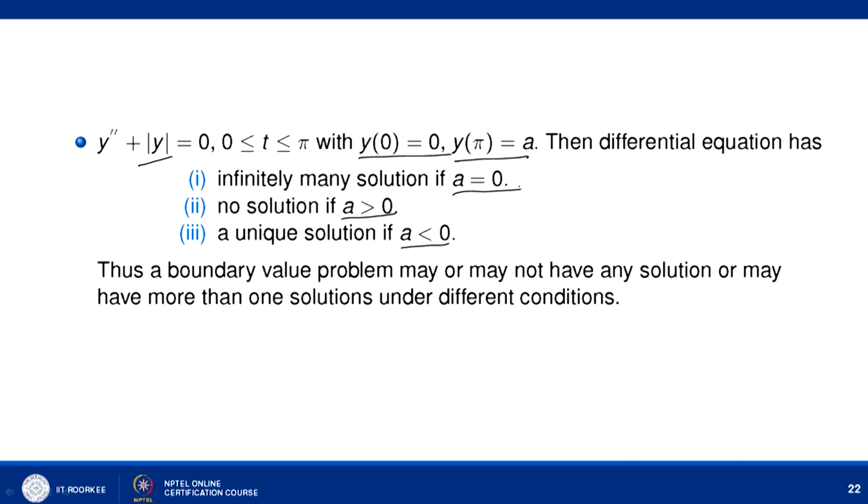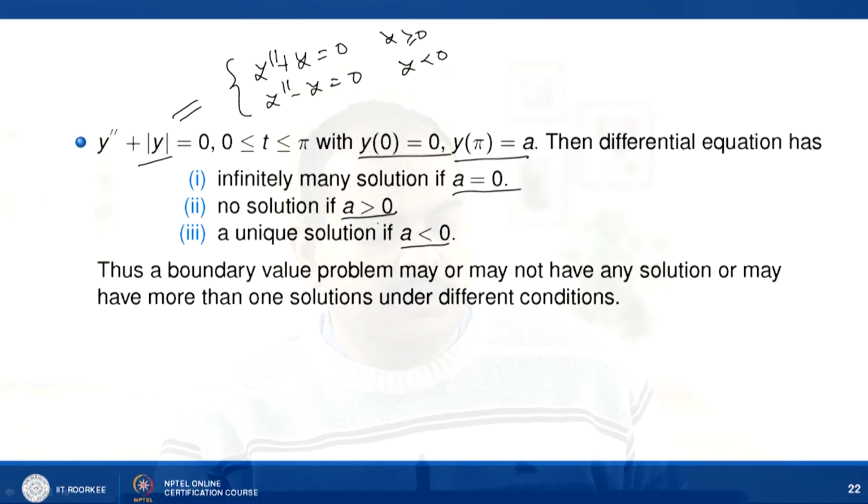The hint is that this is given as y dash plus y equal to 0 when y is positive, and y dash minus y equal to y double dash when y is less than 0. So, taking these and involving your boundary condition, you may verify this. Okay. So, our purpose here is to show that a boundary value problem may also have infinitely many solutions, no solution, or a unique solution depending on the boundary conditions. A similar thing we have already seen for the initial value problem.